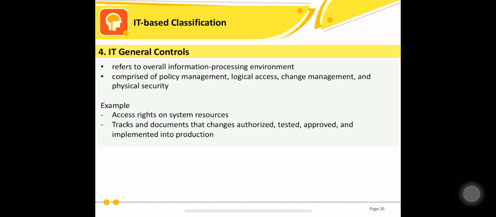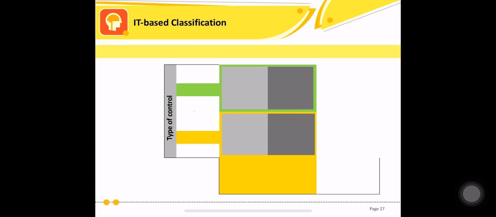Okay, so we're done with classifying controls. I just wanna give you how we picture out yung IT-based classification. So ito yung pinaka best for me illustration. So there are two types of control in terms of IT. We have manual or automated.